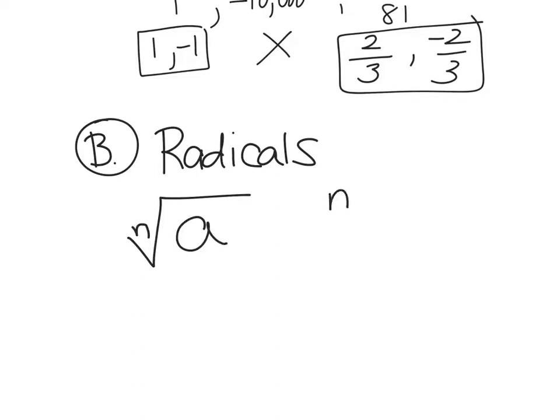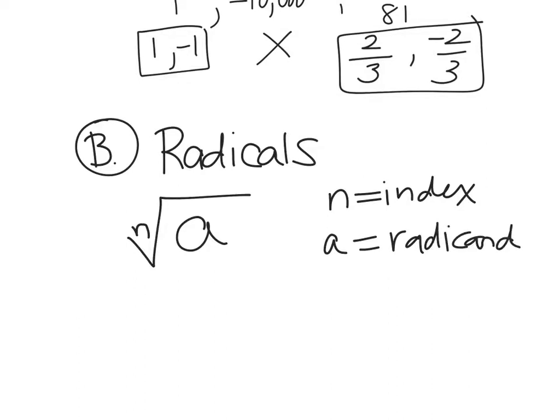Okay? So n is called the index, and a is called, now this is a fun word, the radicand. I know, isn't that fun? You don't need to know that, but it's just fun to say. Radicand. And then that's the radical symbol.